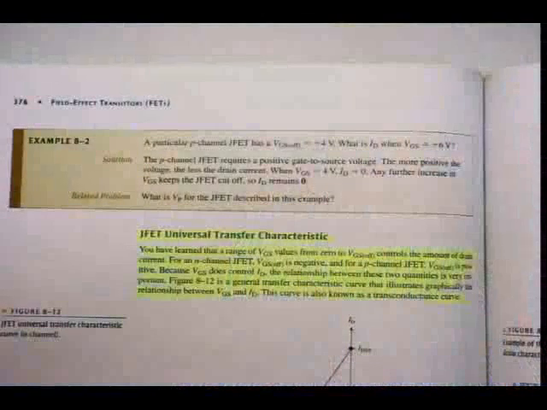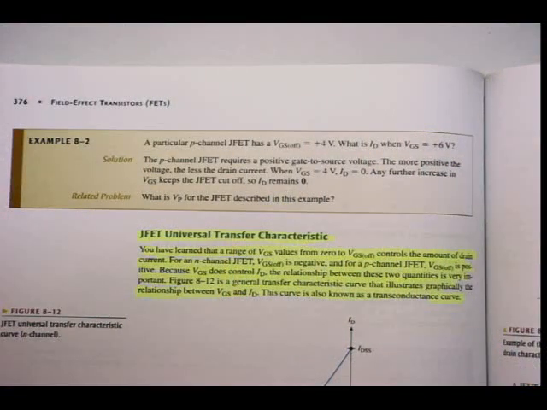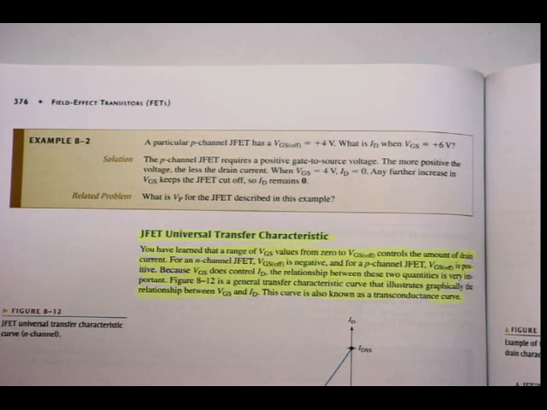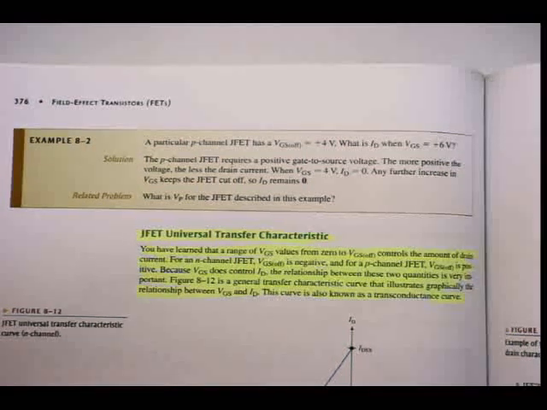Alright, let's carry on. Example 8.2 on the next page. This is also important to note. You can perhaps put an NB there. A particular P-channel JFET has a VGS off of plus 4 volts. P-channel, remember I have to distinguish between an N-channel and a P-channel. The N-channel needs negative biasing, a negative voltage. The P-channel has got to be positive. I will show you later again. What is ID when VGS is equal to 6 volts?